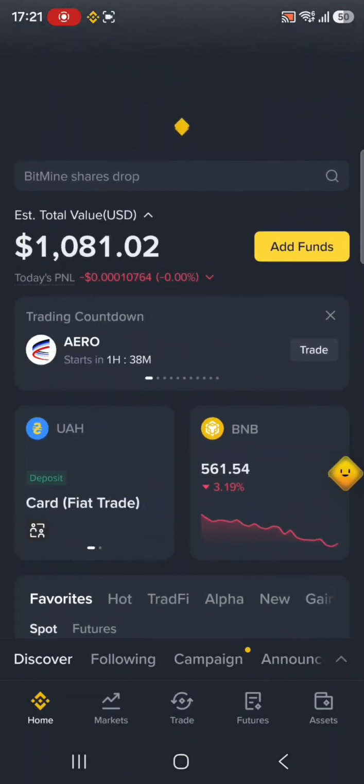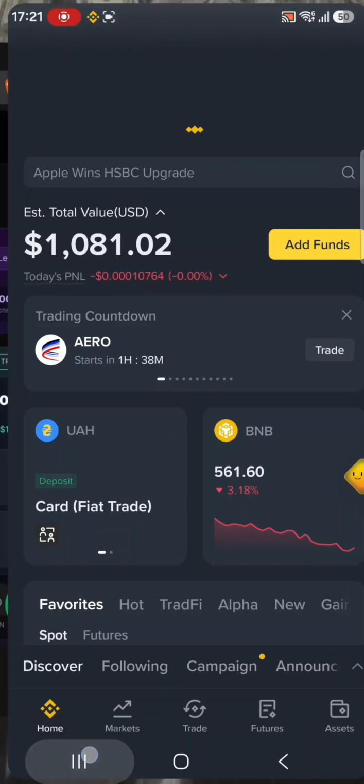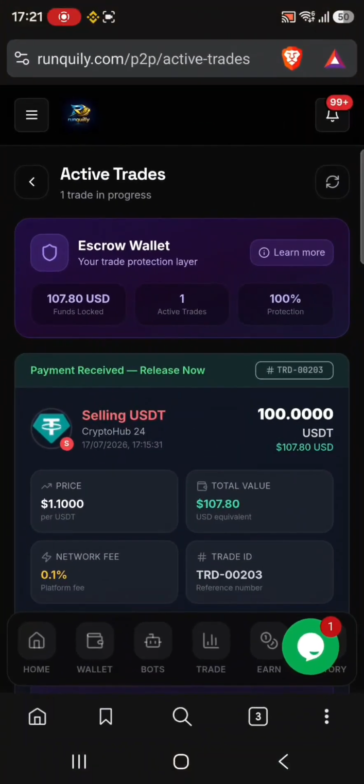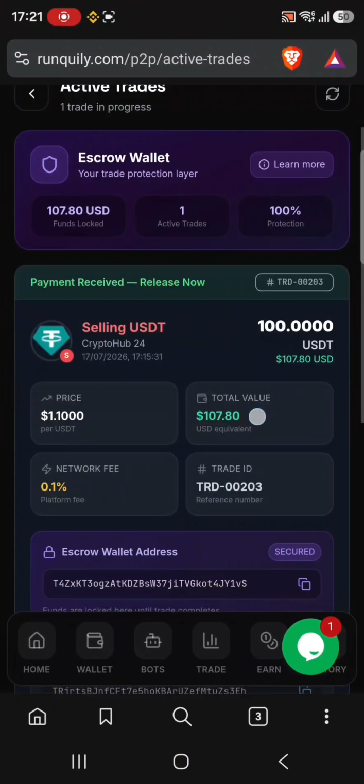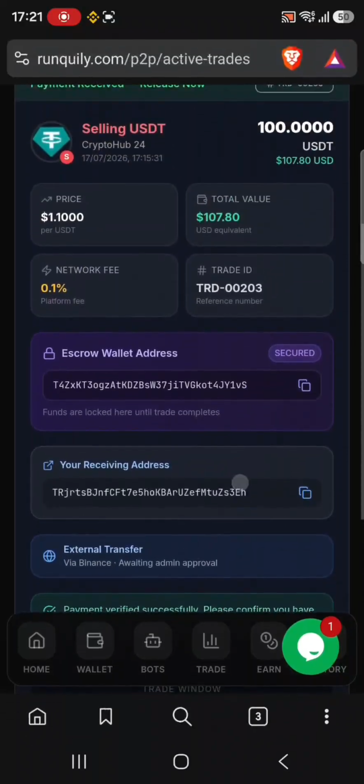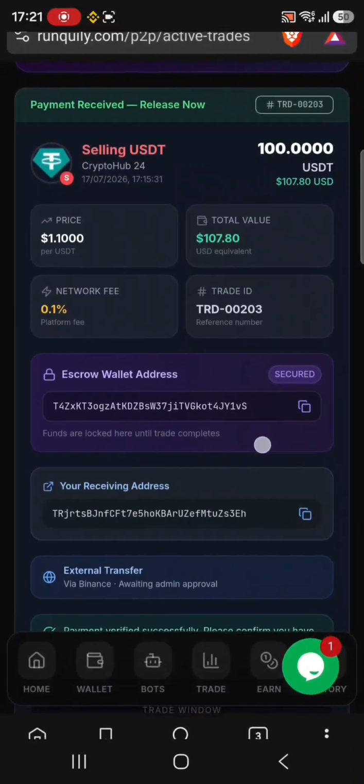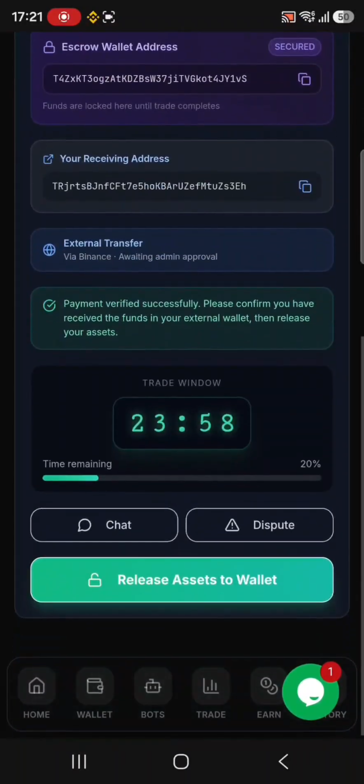So let's refresh our Binance. You can see 1081 paid through crypto arbitrage trading. Then you come to this account, your Ranquilly account. This is our trade, and you click release assets to wallet.